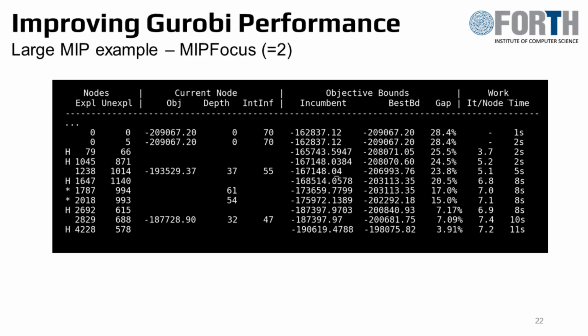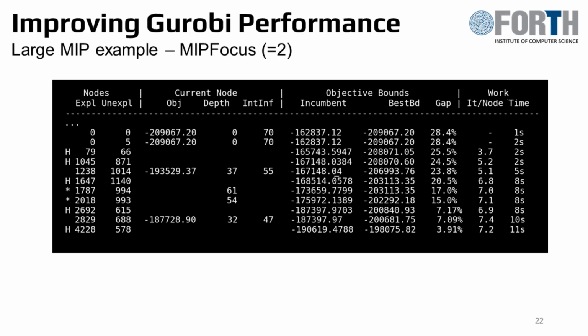If we look at the log, we typically observe: A. Slower initial progress in terms of new incumbents. B. More steady improvement in the best bound. C. Higher work per node, reflected in iterations per node. D. Potentially fewer total nodes for difficult instances.